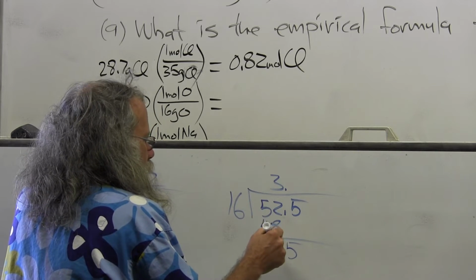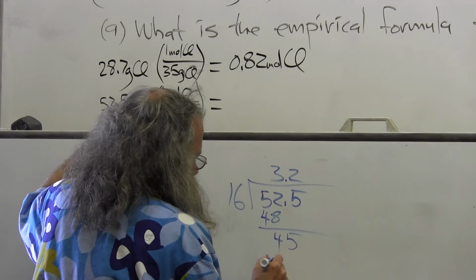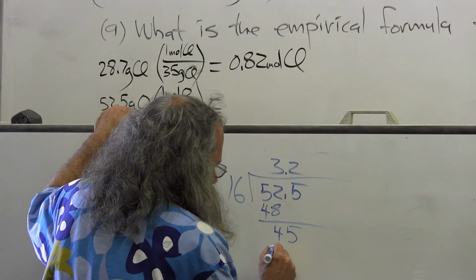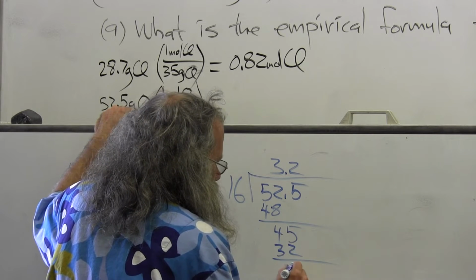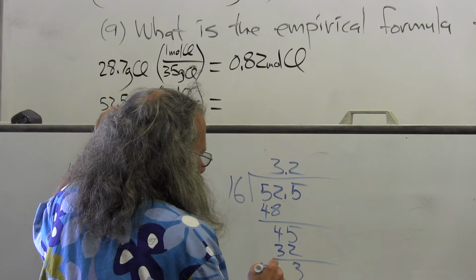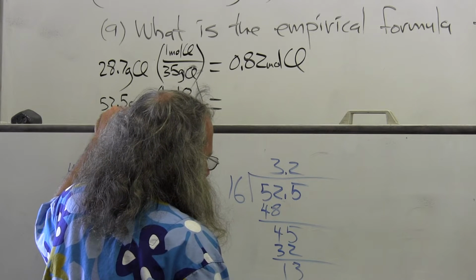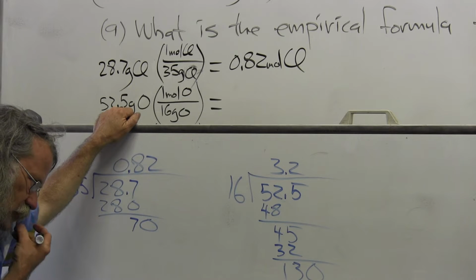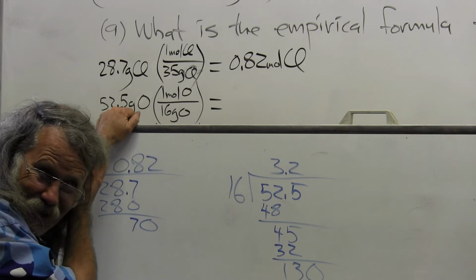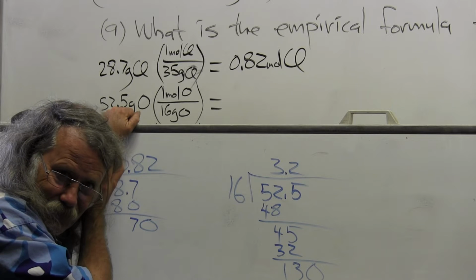3.2. And that's going to be 3 times 16 is 32. And 5 subtract 2 is 3. So it's 130. 16 goes into 130. 10 times 16 is about 160.